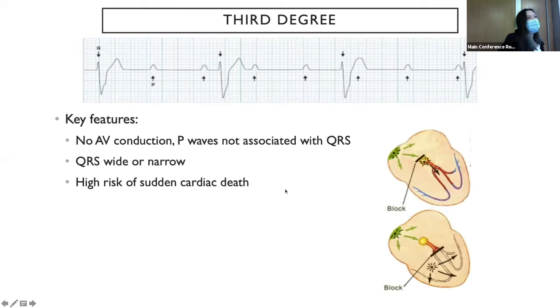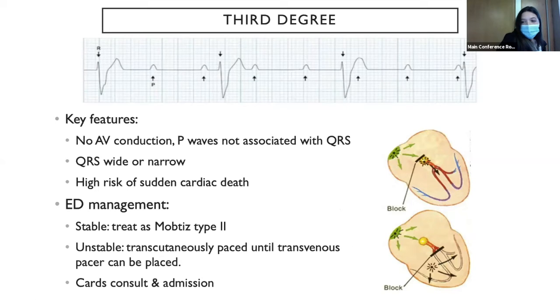Key features of this are that there's no AV conduction, so the P waves are not associated with the QRS complexes. Again, you can have a wide or narrow QRS, and these patients have a high risk of sudden cardiac death. I just want to mention that if the block is at the level of the AV node, it's actually called a junctional escape rhythm. And pacing at this level, that pacemaker usually has a rate of 40 to 60 beats per minute. If the ventricles are pacing the heart, it's usually a heart rate below 30.